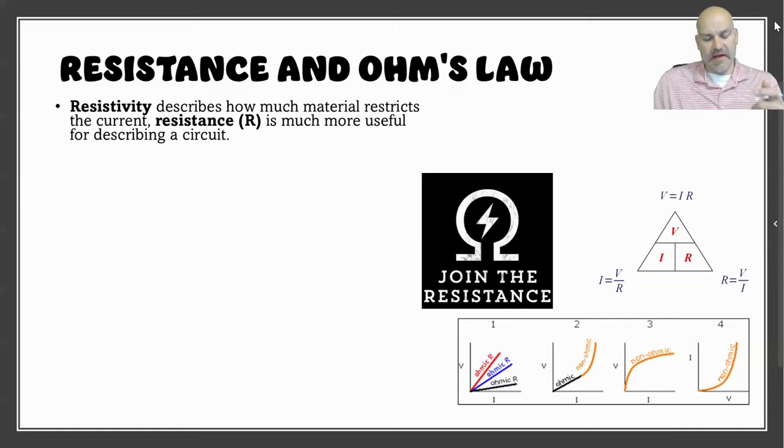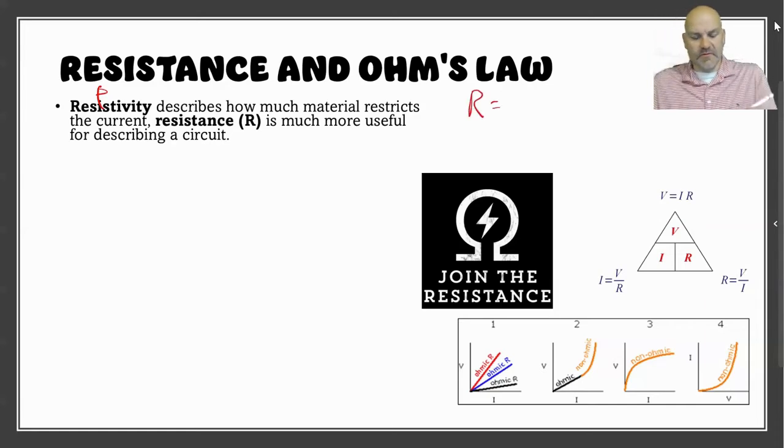In the last video, we talked about resistivity. This is basically telling us how much the material is going to resist the current flow. It's given the symbol rho. And that leads us to a different term, which we mentioned before, called resistance.